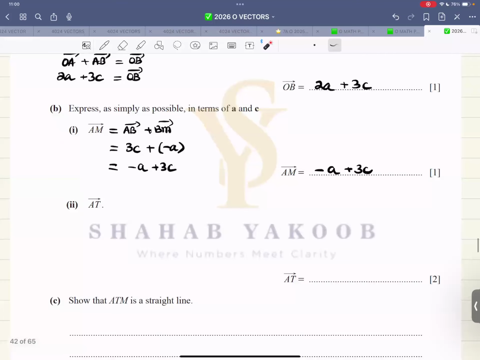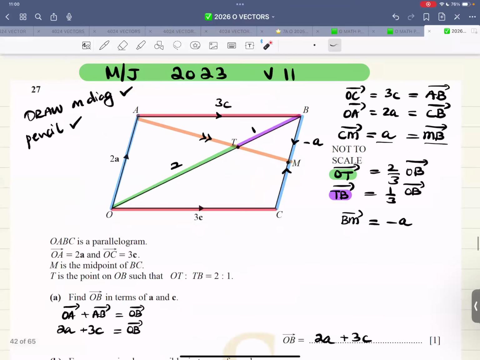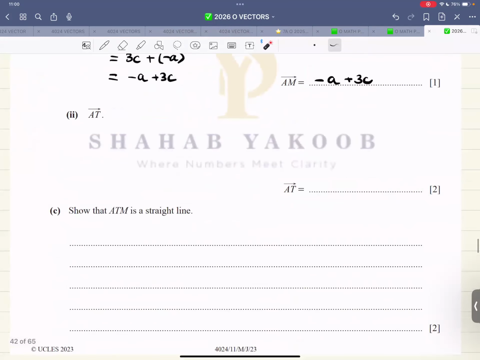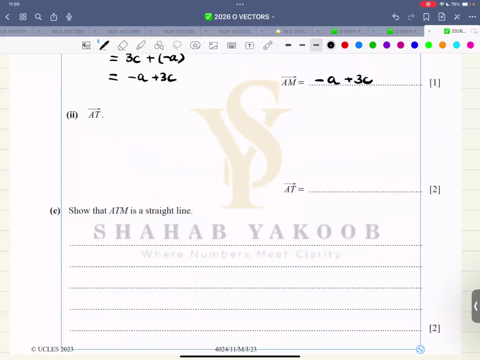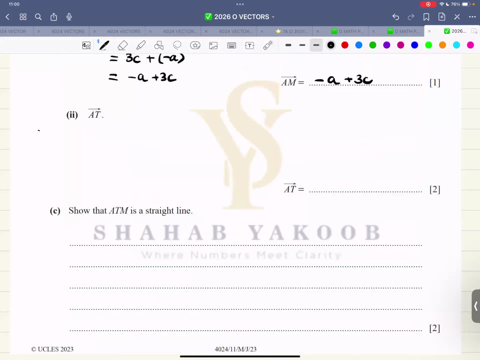The third one is AT. Now I want to go from A till T. So now I can go from O till A till T. That's the same thing as OT. First, write it down. O till A till T. That is OT. Don't forget to put the arrowheads.